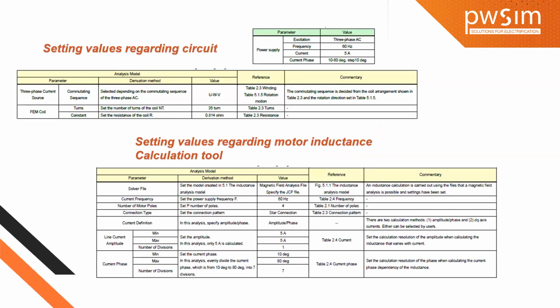For some of the circuit values, I am using FEM coil turns with the UWV. And I am considering some settings for our motor calculation tool, where the maximum and minimum current is 5 ampere, and I am going to rotate my motor from 10 degrees to 80 degrees in order to find the maximum possible inductance that we can obtain. For that, I am doing parametric cases here, comparing how the inductance varies with current phase from 10 degrees to 80 degrees.